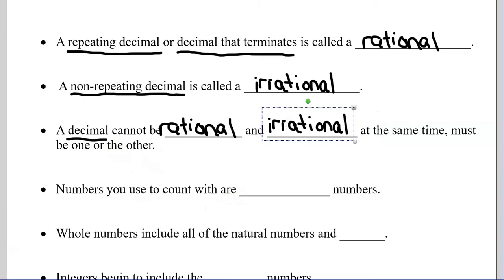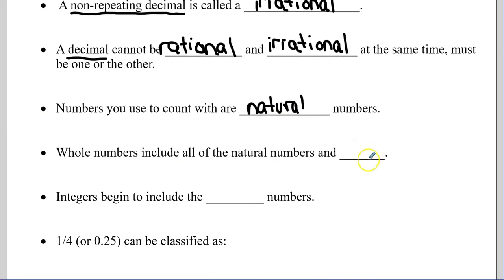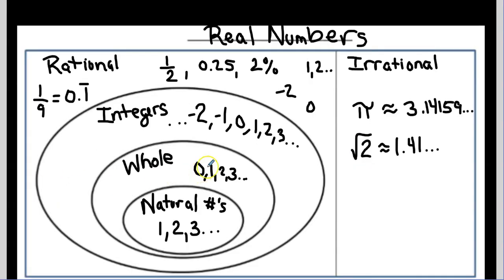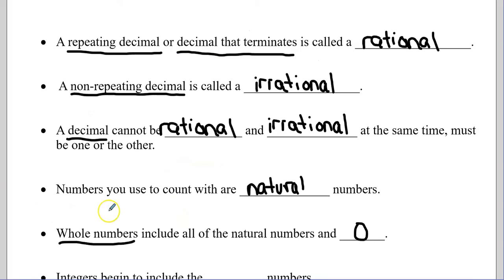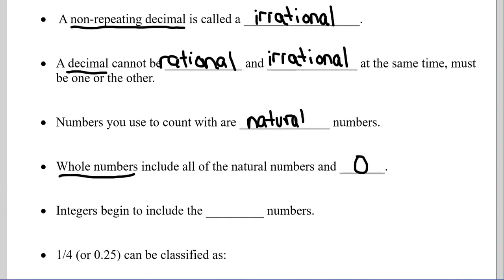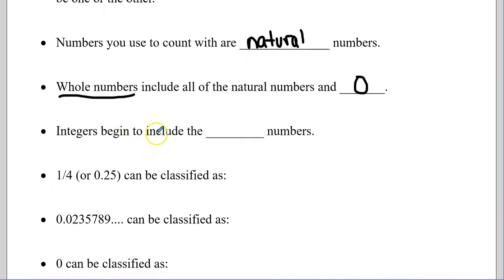Numbers that you count with are called natural numbers. Whole numbers include all of the natural numbers and 0. Remember, when you get to whole numbers, we start including 0 and not just the counting numbers. So whole numbers include all the natural numbers plus 0. Integers began to include the negative numbers. So when we get to the category of integers, we begin to include negative numbers.